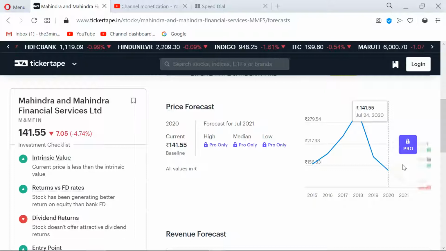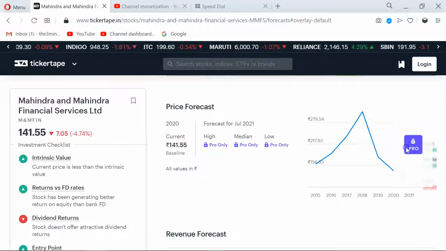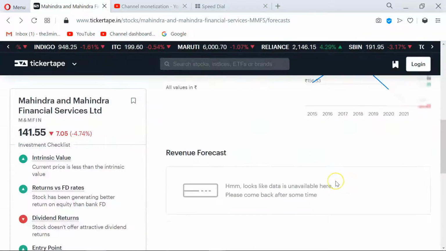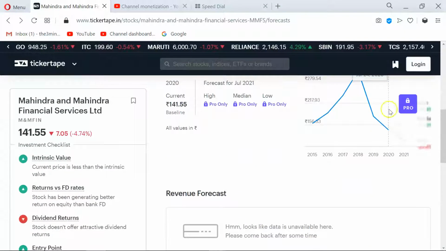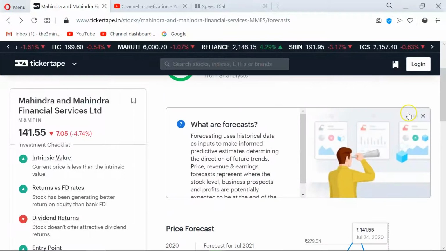People use some techniques like Fibonacci retracement and other curves for curve fitting and stock price prediction. But you need a pro account for that. So now I am going to show you how it looks with that pro account.